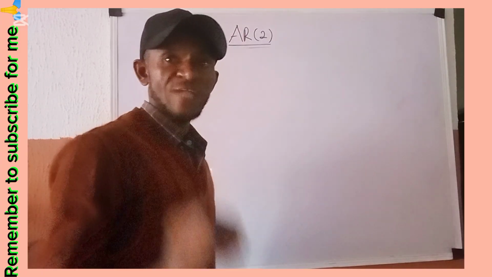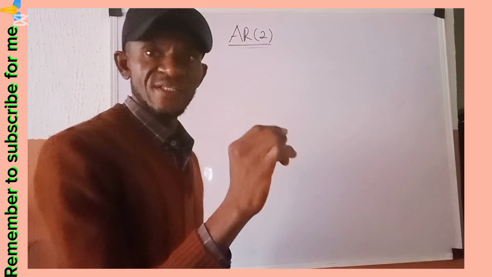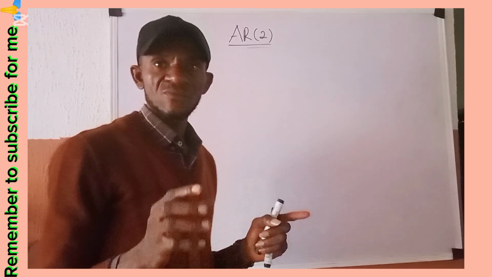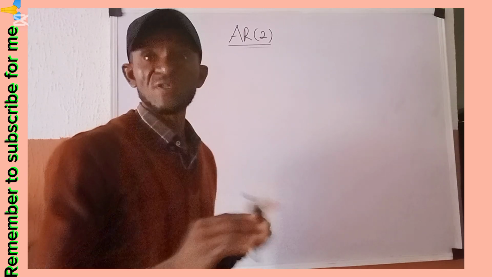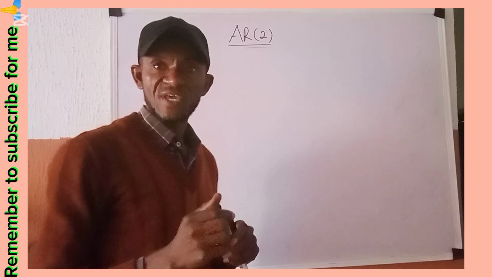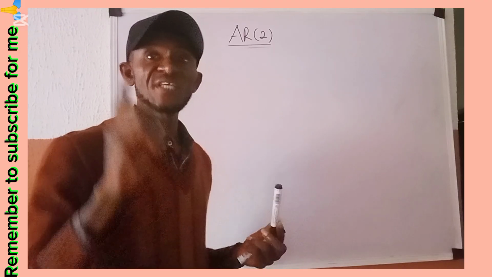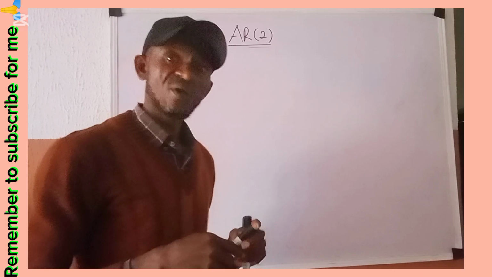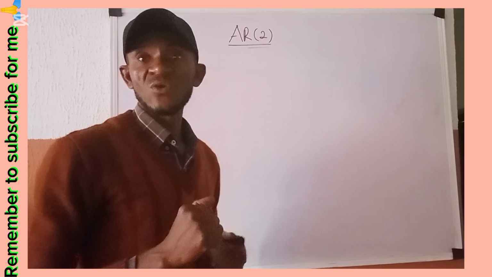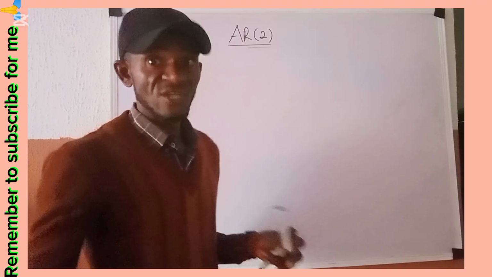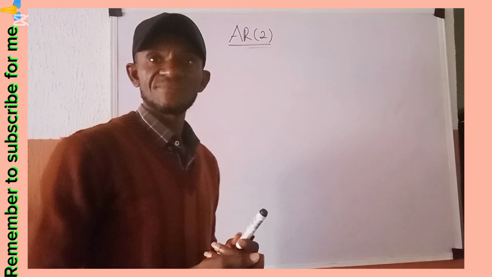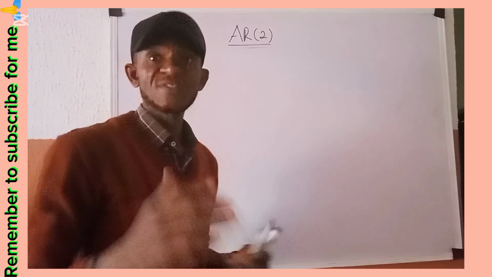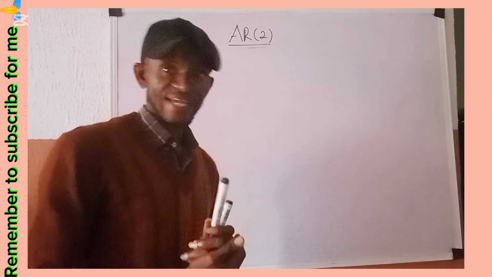For an AR of order 2 model to be said to be stationary, its characteristic equation must lie within a unit what? Circle. Okay? It must lie within what? A unit circle. That's what we talk about as the stationary condition. Or what we say is it must lie outside the unit circle. Sorry, must lie outside a unit circle.